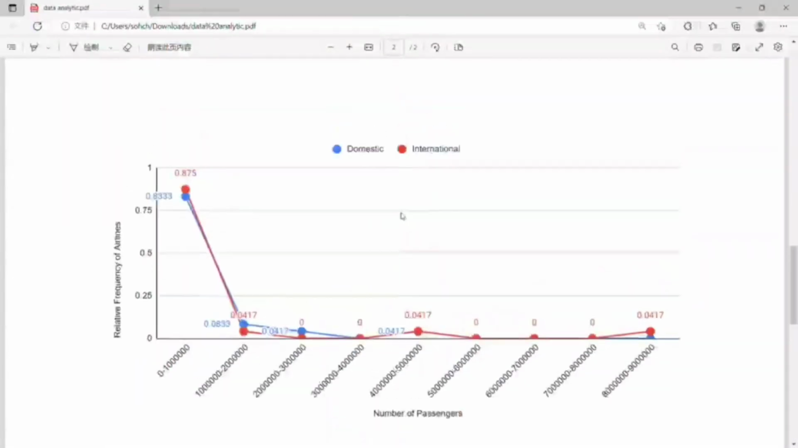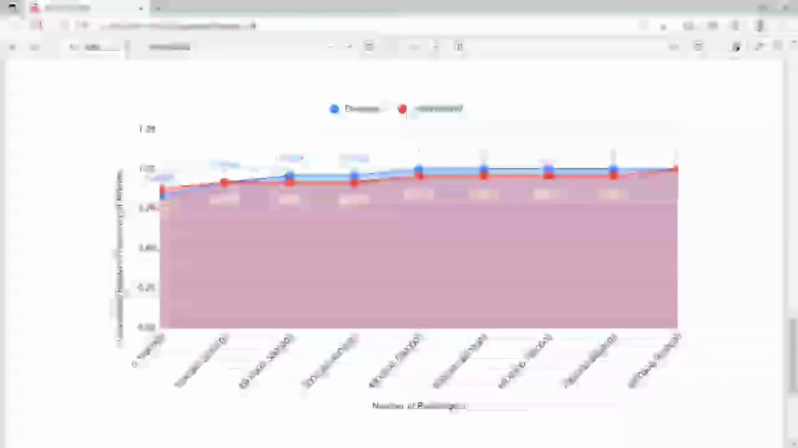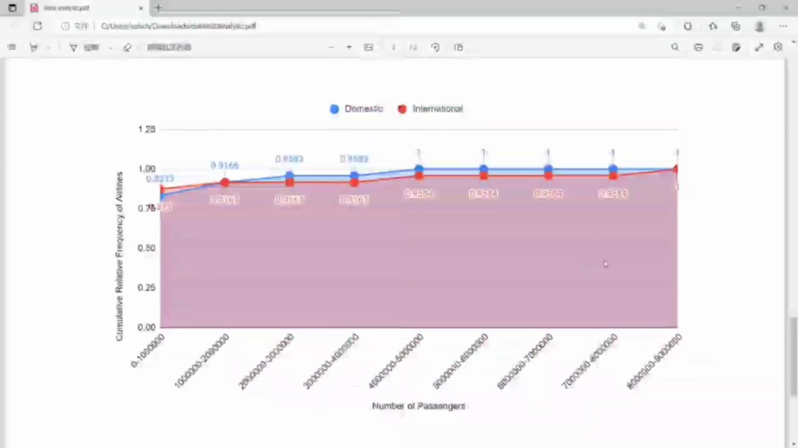So let's see this. This is the graph that shows the relative frequency of the domestic and the international airline. The numbers are all marked here. Next is the cumulative relative frequency of airline. We can know that the domestic airline becomes 1 at 4 million to 5 million, but the international will become 1 at 8 million to 9 million.